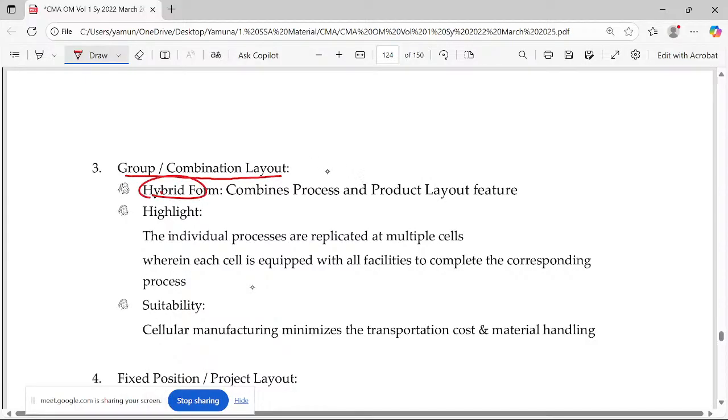Third one, group or combination layout. It's a hybrid form of process and product. Please highlight: it combines both process and product layout features. Individual processes are replicated multiple times. Please highlight: individual processes will be repeated many number of times depending on the need for the process. Cellular manufacturing, minimizing the transportation cost and material handling, will be done.